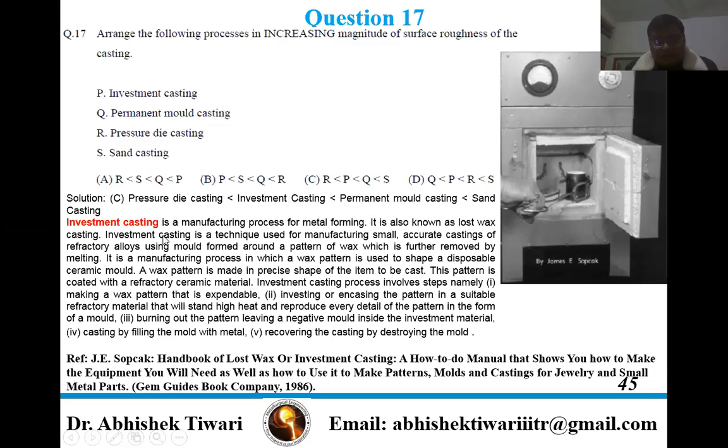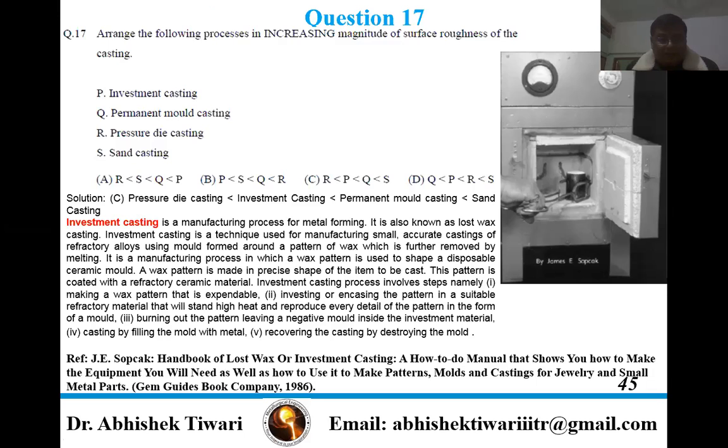So investment casting is a manufacturing process for metal forming. It is also known as lost wax casting. Okay, so wax is lost actually in this process. That's why it's called lost wax casting. So, investment casting is a technique used for manufacturing small, accurate castings of refractory alloys using a mold formed around a pattern of wax, which is further removed by melting.